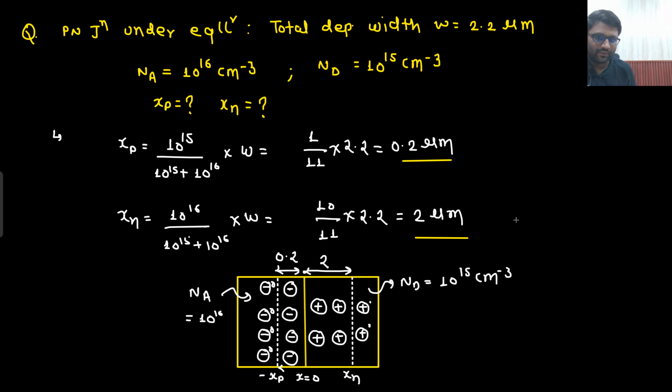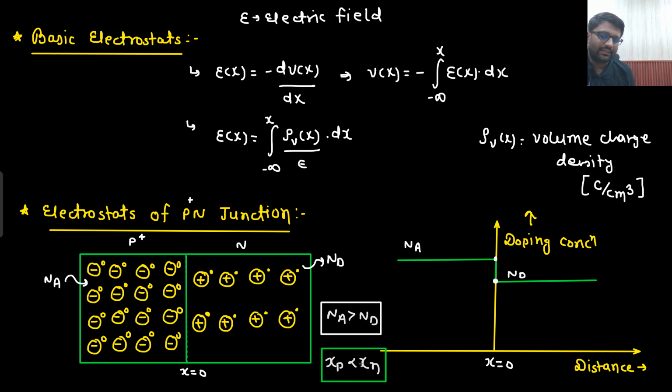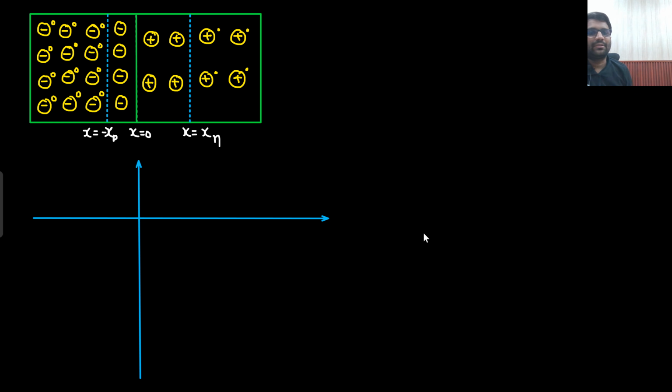In this example also you can verify. Xn would be more than Xp. Xn is more than Xp. Right? Well and good. So let's see some diagrams now.